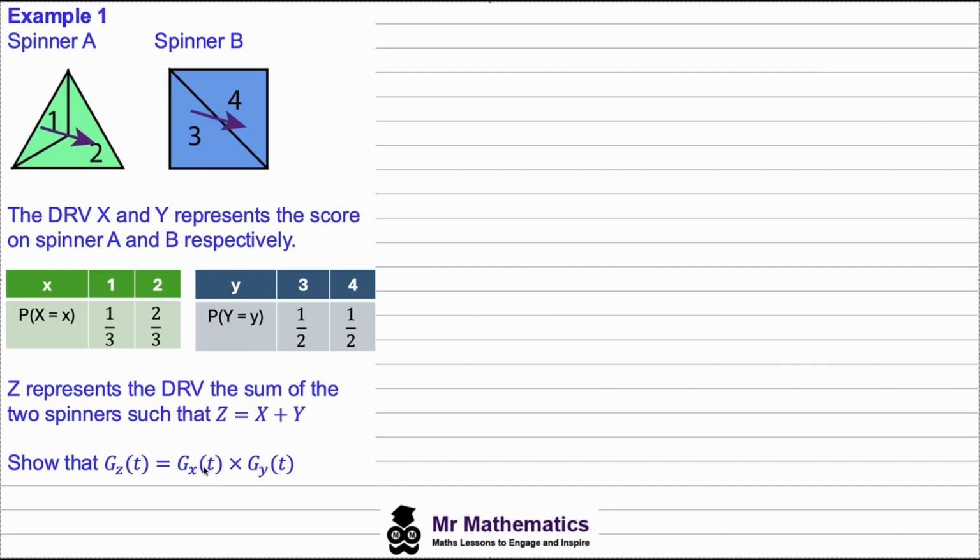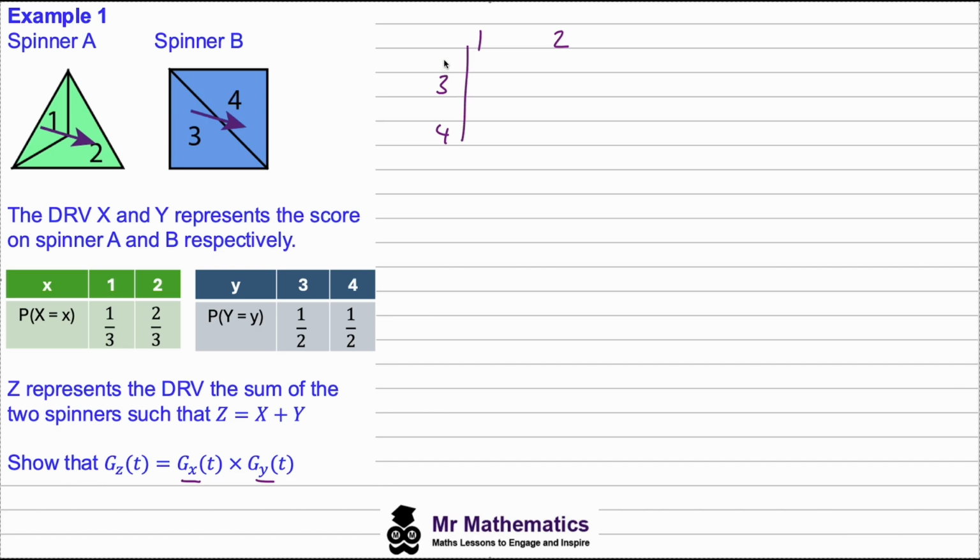Okay, so the way we'll go about this, we'll create the generating function for Z using a sample space diagram and a distribution table, and we'll compare that generating function to the generating functions of X multiplied by Y. And they should be the same. So if we begin by creating the sample space diagram for spinner A and spinner B, we've got spinner A with the outcomes 1 and 2, and spinner B with the outcomes 3 and 4.